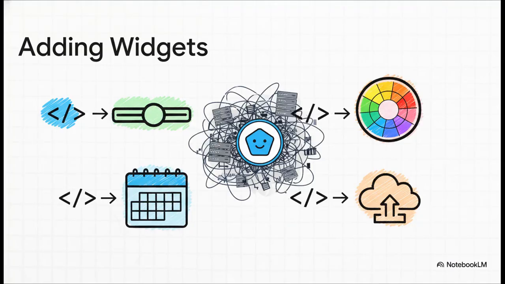So you want a slider to filter your data. That's one line of code, st.slider. A color picker, st.color_picker. Every one of these commands adds a cool, interactive widget to your app, and it gives you the user's input back as just a normal Python variable. You don't have to think about backends or HTTP requests or state management. Nope, Streamlit just handles all of that for you.